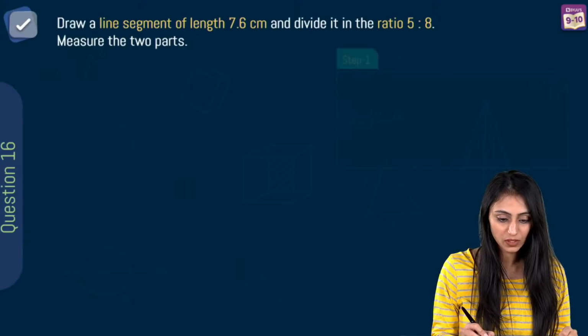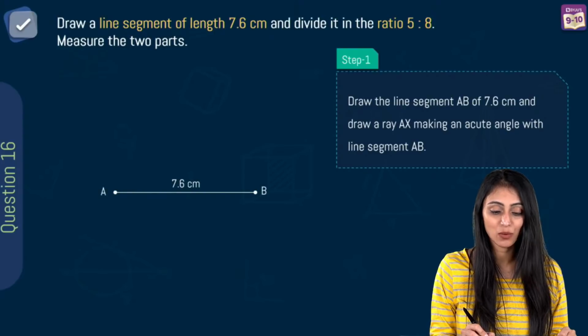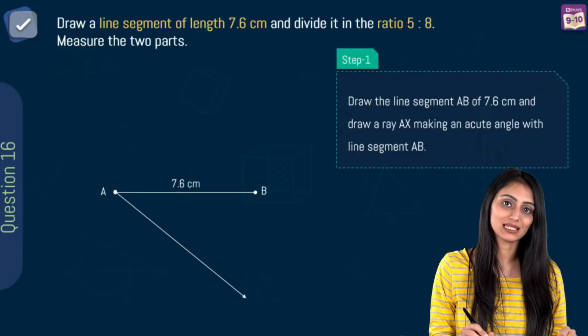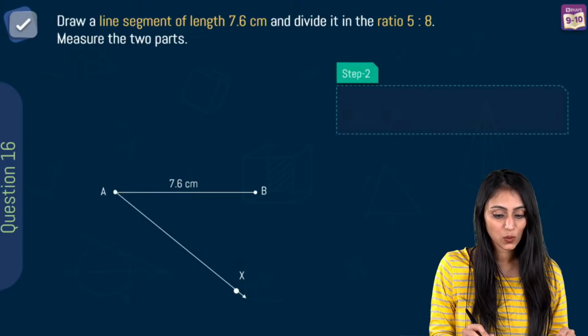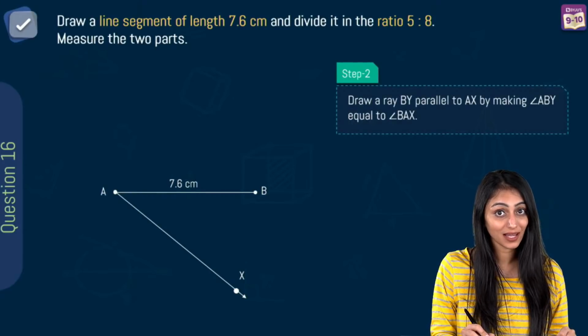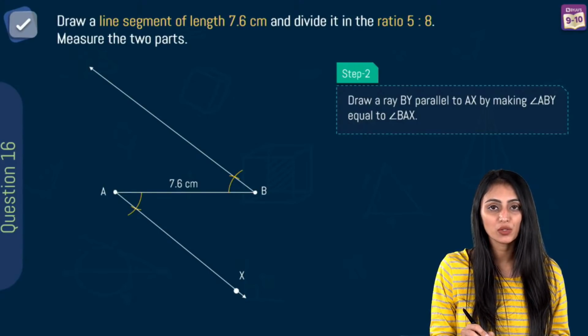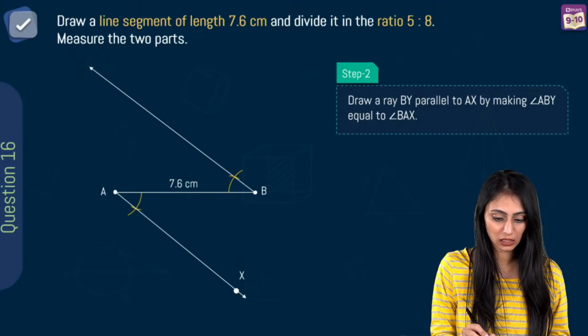Yes. So what we will do here is simply draw a line segment AB of 7.6 centimeter, and then draw an acute angle with this line segment AB and mark that as AX. Now we will draw another ray BY parallel to this AX, making an acute angle. The same angle would be formed, right? Please do not use a protractor for these questions. You have to use a compass for drawing these angles.